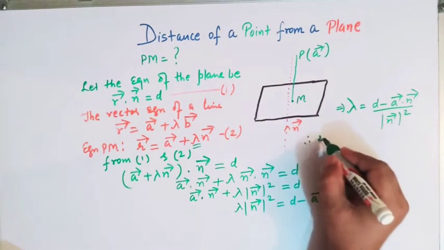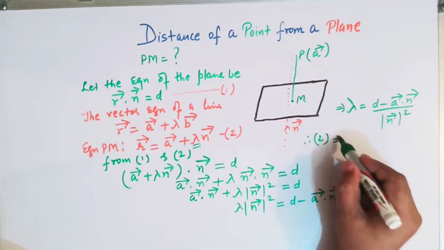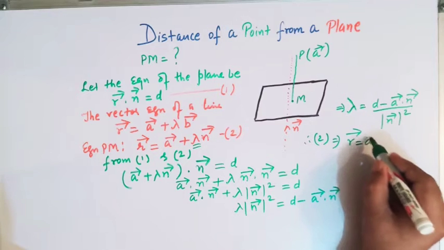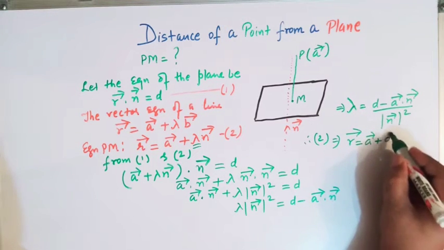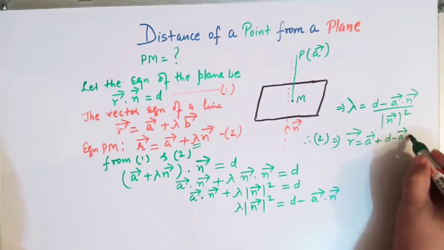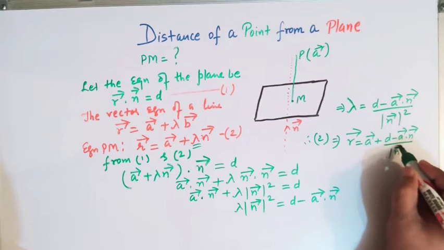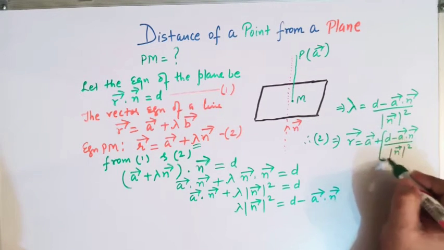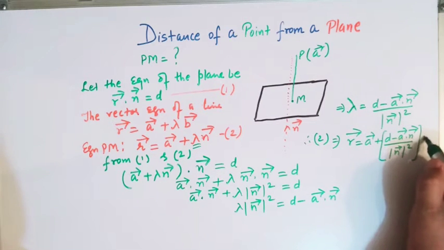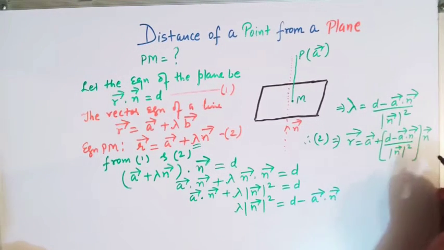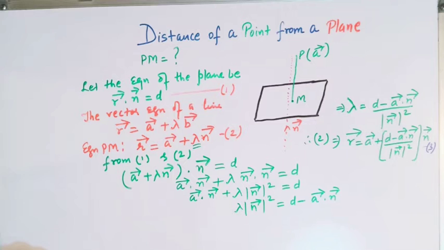So equation 2 gives us vector r is equal to vector A plus d minus vector A dot vector n divided by the square of the magnitude of vector n, times vector n. Viewers, now here we have this important vector equation 3.